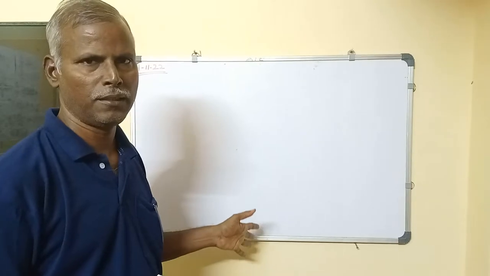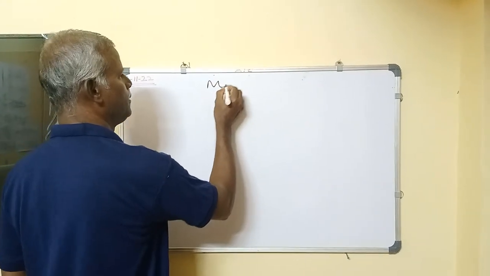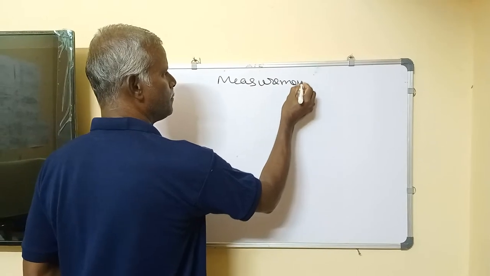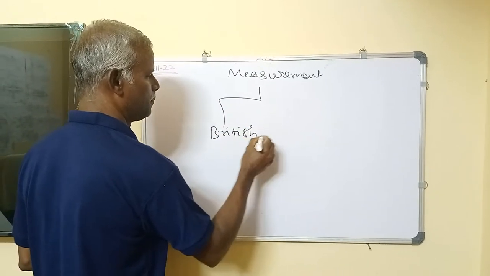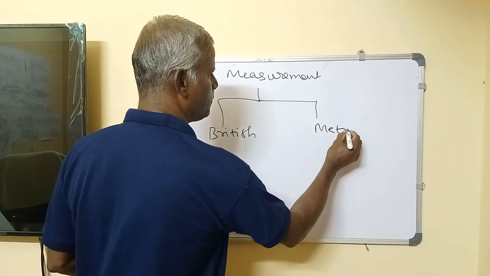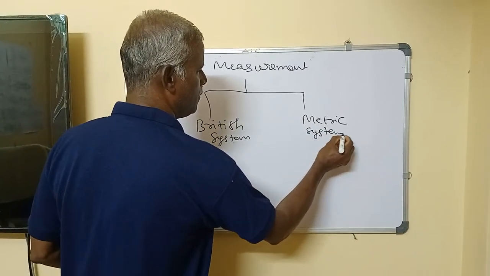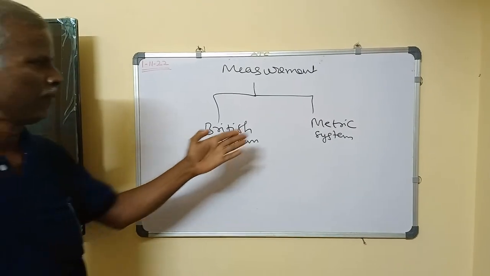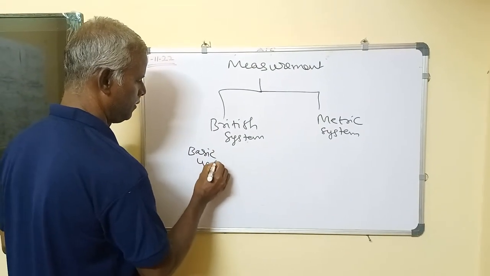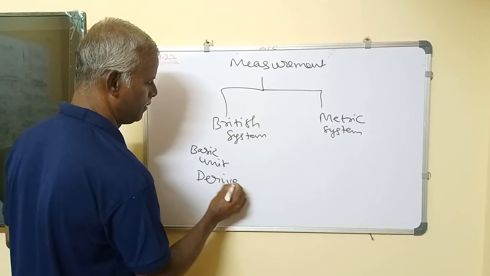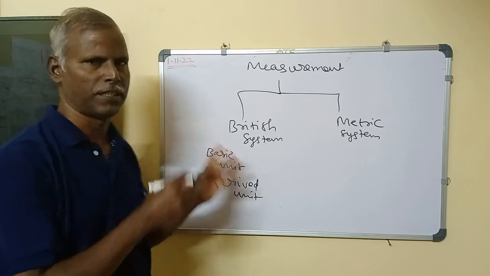Now we understand what measurement is. We can see measurement in two systems: one is the British system, another is the metric system. In both systems there are basic units, and another kind is derived units. What are basic units? What are derived units? Basic units are the first, fundamental units.